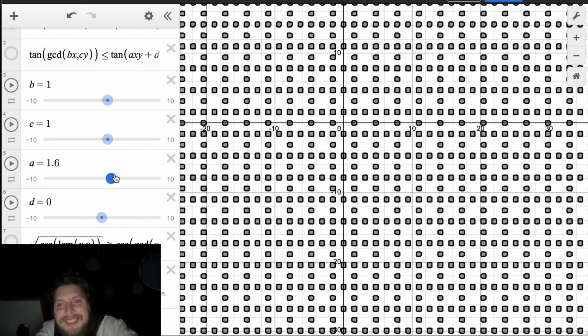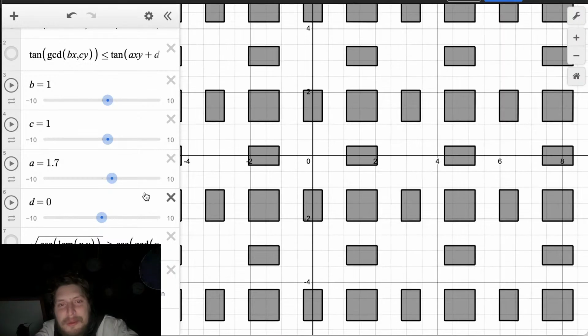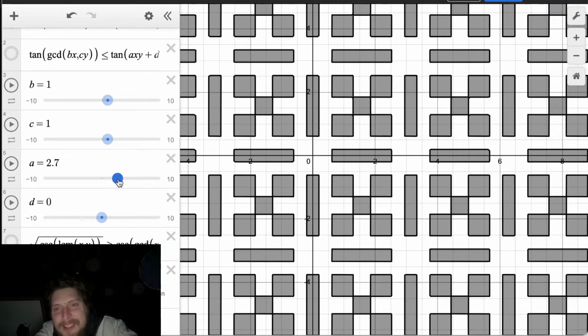Whoa! Yeah, so here we have a lot of a grid-like thing filled in, but not quite all squares. Some do appear to be. Ah, yes, we get square.